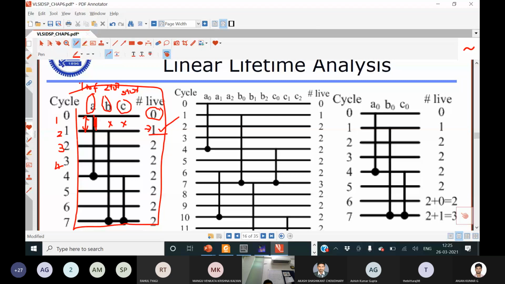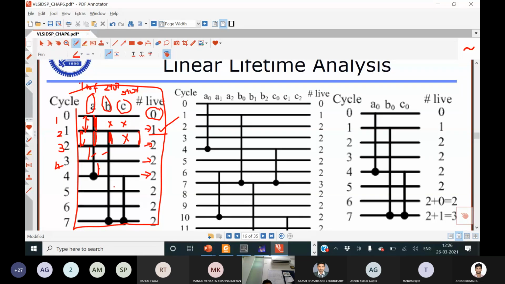Now think about this clock cycle, which is my second clock cycle. In the second clock cycle, this exists and this exists, so that means A and B exist, C doesn't exist. So I will put 2 over here. For this particular clock duration, two variables exist. Similarly, I will go for this. Again A and B both exist, so I am writing 2. Again for this duration, A and B exist, so I am writing 2.